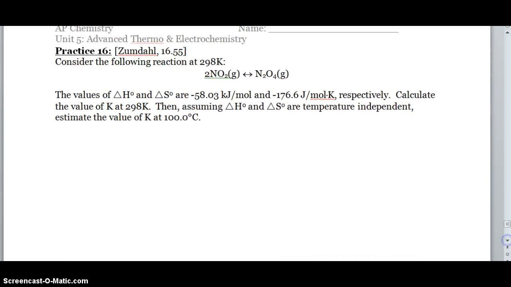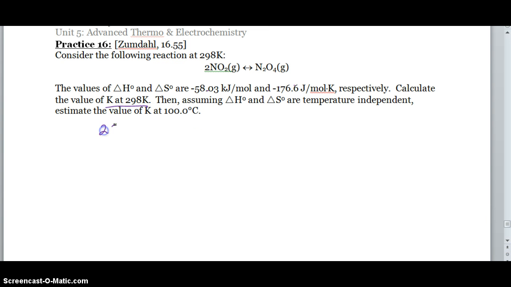All right, so practice 16, similar. Here they've got delta H, delta S given to you. They want you to calculate the value of K at 298. And then assuming that these guys don't change, so assuming that we can still use those, they want us to calculate K at 100 degrees Celsius, okay? So we're going to work it out for 298 Kelvin, and then we're going to work it out for, what would that be, 373 Kelvin, okay?